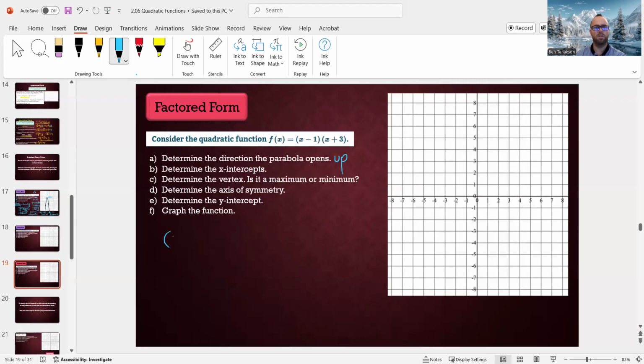So remember we said they're always going to be (x1, 0) and (x2, 0). Well, what is x1? It's the first x value you get, right? But remember, you need to set these equal to 0. So if you set x minus 1 equal to 0, you get positive 1. If you set this equal to 0, you get negative 3.